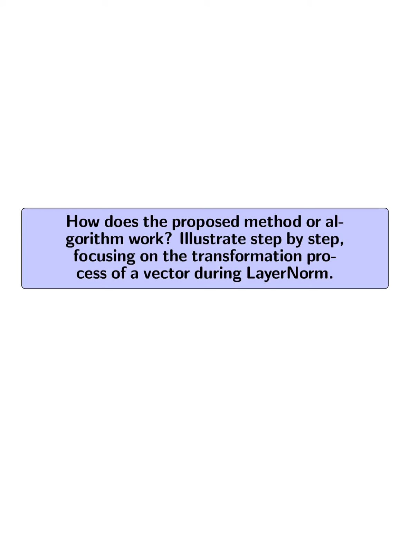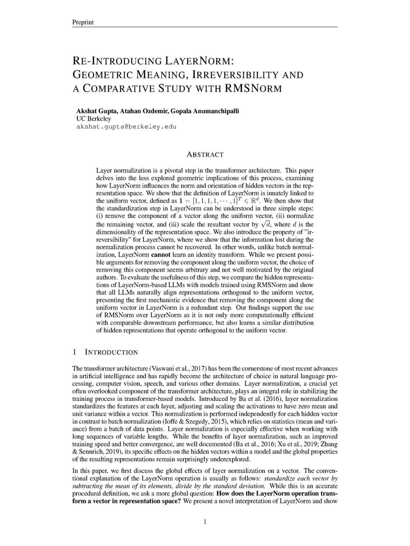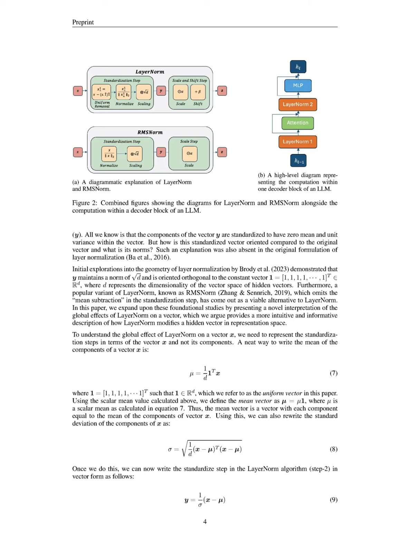How does the proposed method or algorithm work? Illustrate step by step, focusing on the transformation process of a vector during LayerNorm. The proposed method of LayerNorm operates through a three-step transformation process of a vector. First, it removes the component of the vector along the uniform vector, 1 = (1, 1, 1, ...)^T, which represents the mean of the vector's components.